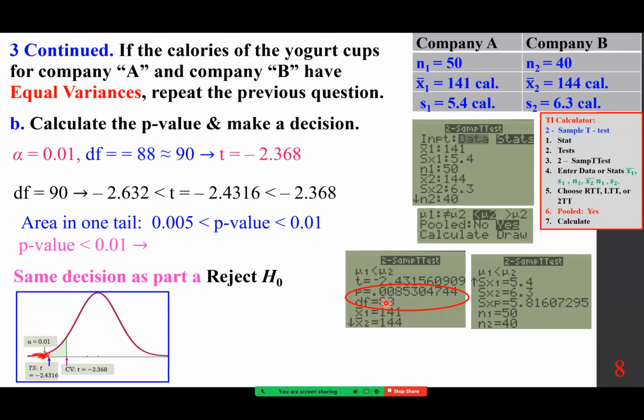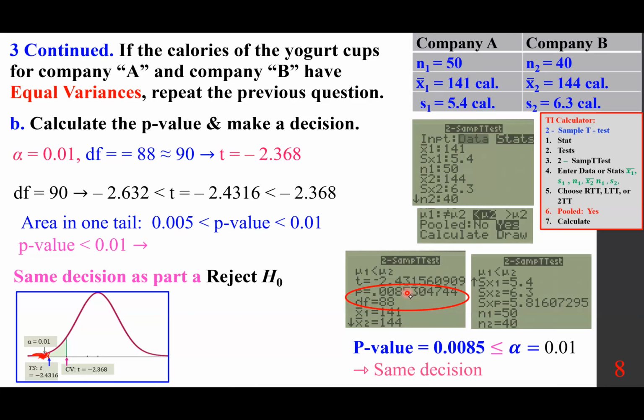Degrees of freedom is 88. Remember we had 88? The degrees of freedom is 88. We use 90 because of the limitation of a table, but we did have it, so that's good. And the p-value is 0.0085, and then 3, the 5 doesn't change. Clearly less than alpha of 0.01, same decision. So for equal variances, it worked out the same.